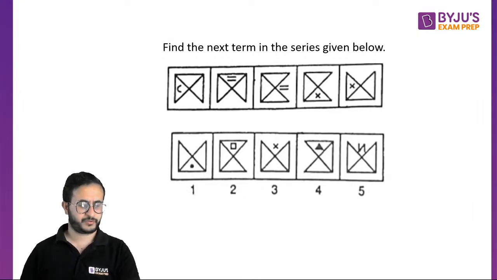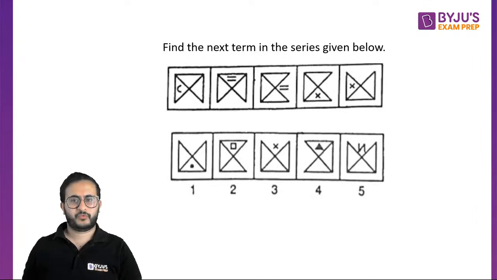2, 3, 4, 5 arrows are in the same direction or outward. So we were saying that they are in opposite directions, right? Others were either horizontal or vertical. Now which figure will come next in the series?